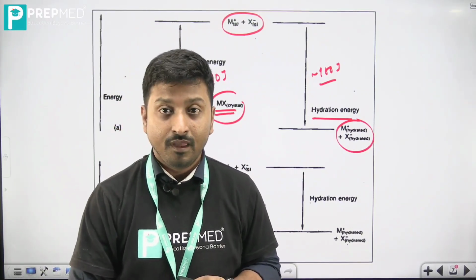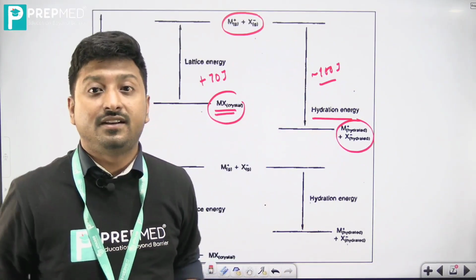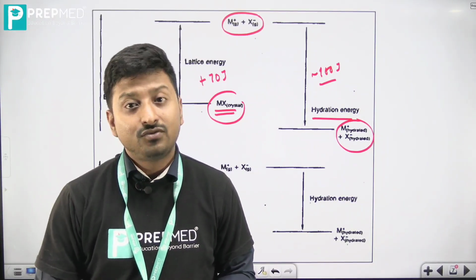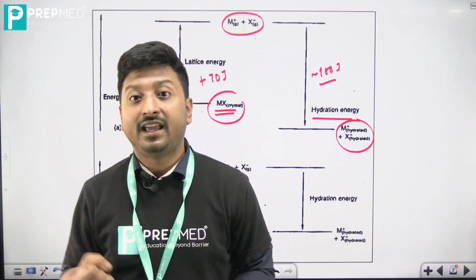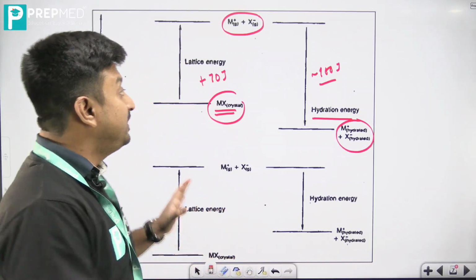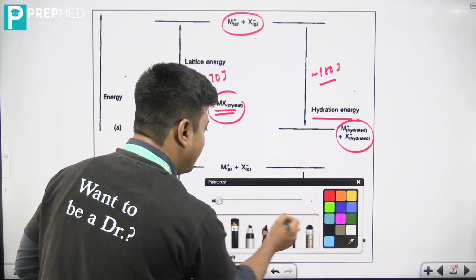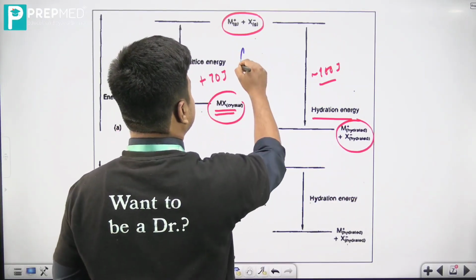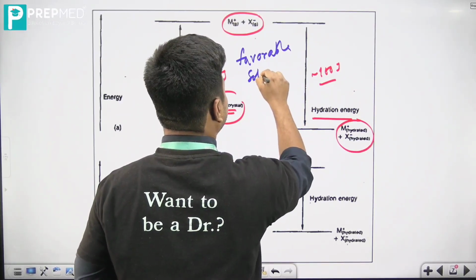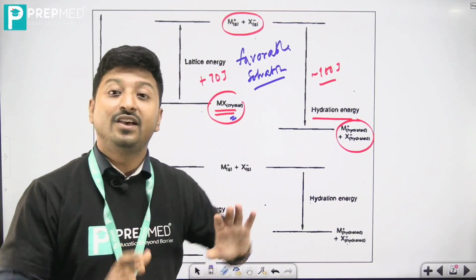Because I'm telling you once again, if it solubilizes in water, it will release 100 joule energy, and to break the lattice how much is needed? 70. So it can easily take that from the water, from the solution. That is why in this particular process the solvation is favorable. So I will write here, it is a favorable solvation. It means this MX crystal can be solvated into water.